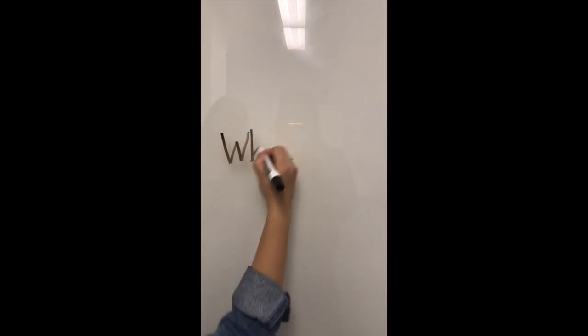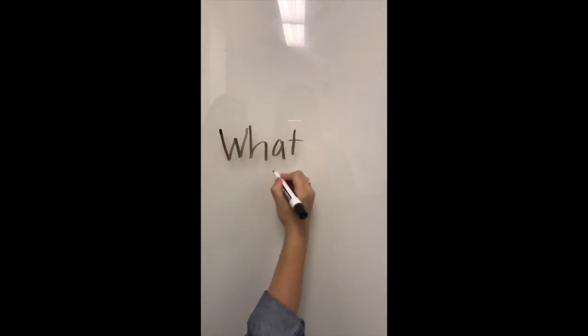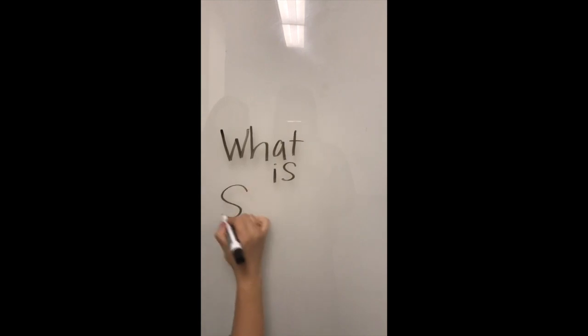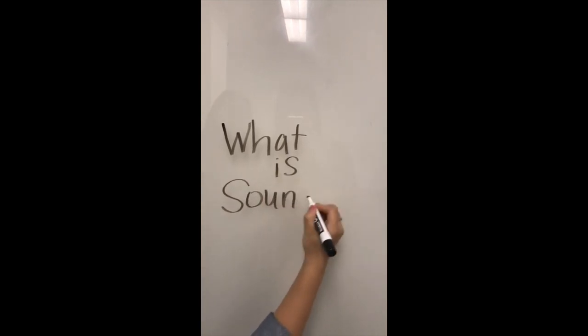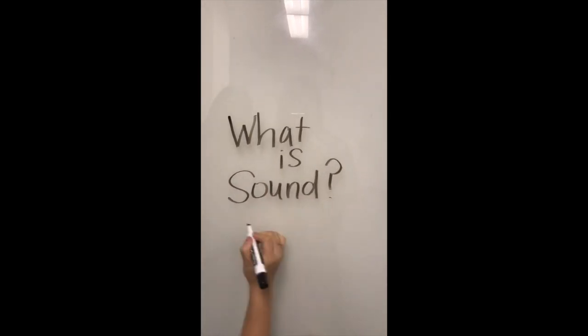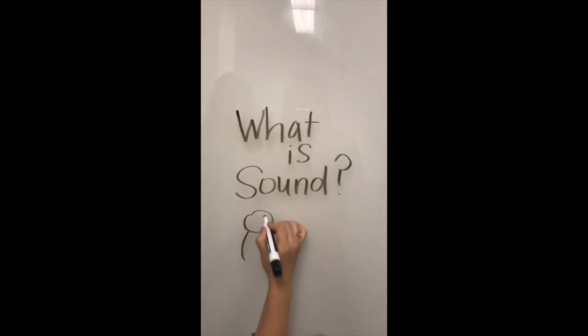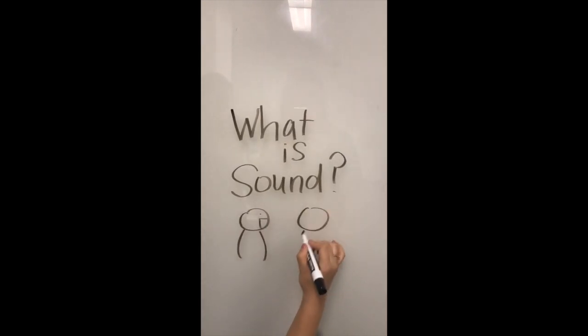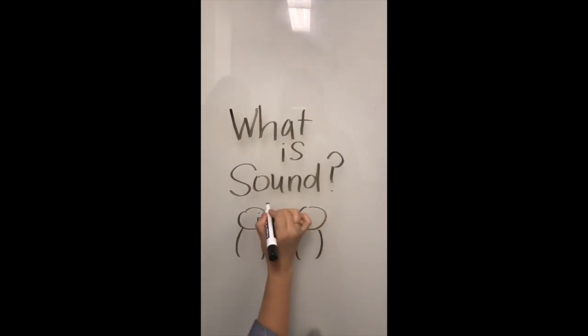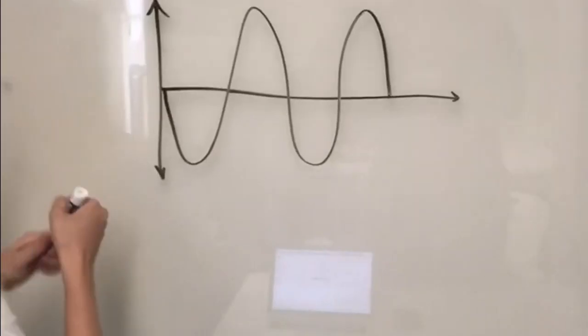What is sound? Sound is a vibration that travels through a medium. When an object vibrates, it causes movement in air particles. Then the particles push against their neighboring particles to transfer energy. This energy transfer makes them vibrate, which results in the transmission of sound. This movement is called sound waves.